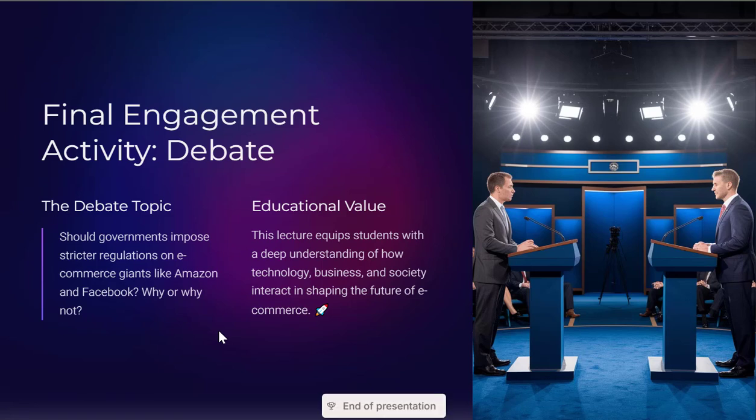We can have this in the class for a debate on a topic like: should governments impose stricter regulation on e-commerce giants like Amazon and Facebook? Why or why not? You can use your AI agent to find key information or ideas about that.